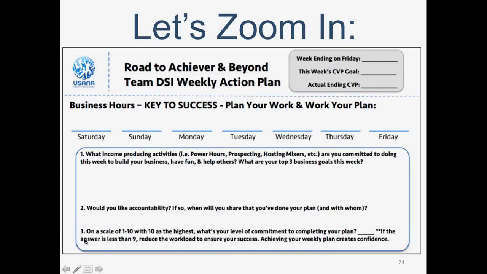Number 3, on a scale of 1 to 10, with 10 being the highest, what's your level of commitment to completing your plan? Put the number there. If the answer is less than 9, reduce the workload to ensure your success. Achieving your weekly plan creates confidence. Okay, so again, you don't want to overshoot here. You want to do something that you can really accomplish. And you'll learn your rhythm and you'll learn what you can do every week and maybe what is too much as well. We want you to have balance in your life, but have a plan.